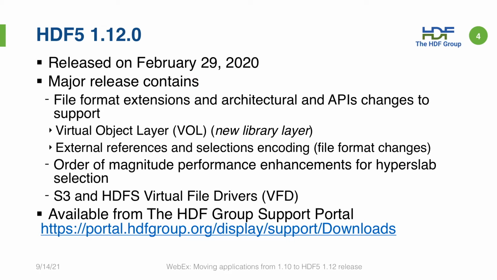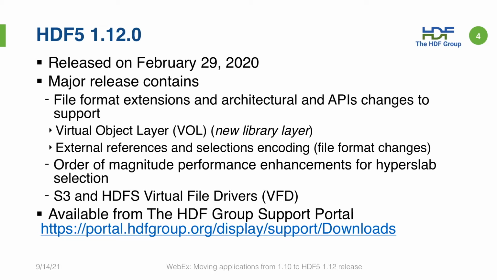So as I said, this major release contained file format extensions and a very important architectural change that allows us to introduce the new virtual object layer. There will be a special webinar on it, so stay tuned. But the point is, the architecture was changed, new APIs were added, and there were some changes to the file format because we added new features called external references and selection encoding.